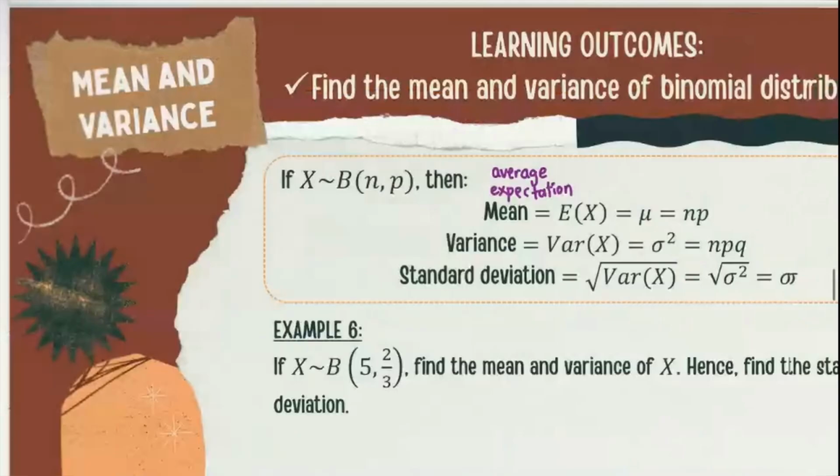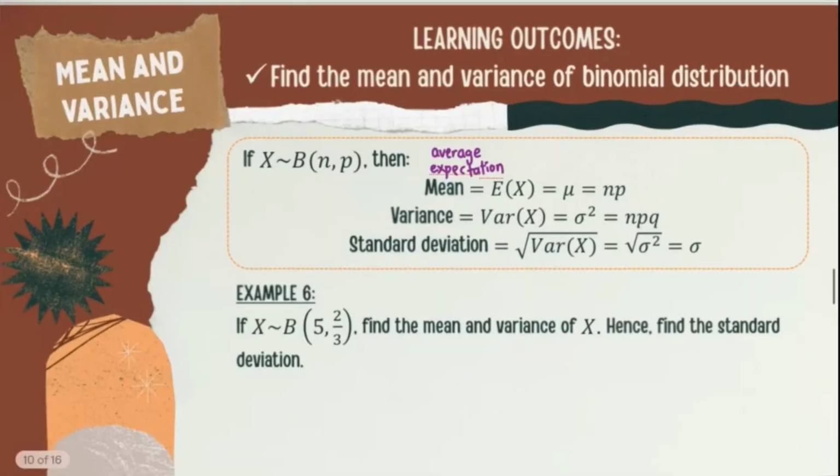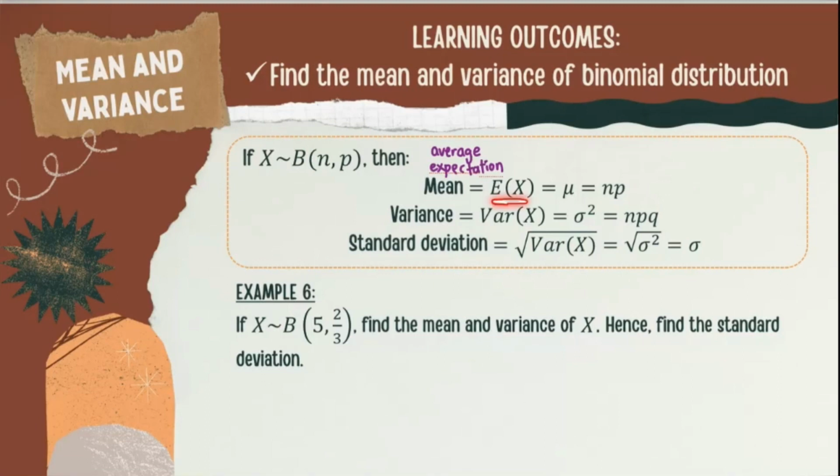Okay, so mean kita ataupun kadang-kadang kita guna sebagai mu, ataupun E of X, the formula will be N we multiply by P. So number of trials we multiply by the probability. So itu kita akan dapat dia punya expectation lah ataupun mean. And the variance pula adalah N multiply by P multiply by Q. Okay, so NP adalah mean, NPQ adalah variance. So nak cari standard deviation, square rootkan sahaja kepada NPQ tersebut. Okay, so yang ini kena hafal dia.